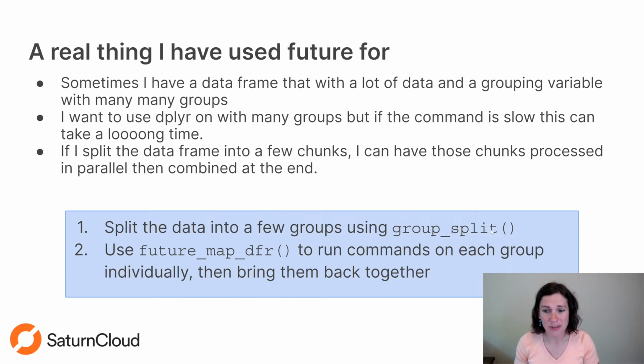The one command you're going to use, group split, takes a data frame and splits it into a smaller set of data frames, like a list of them. And then future map DFR will apply a function to each one of those different smaller data frames, and then take the results and squeeze them all back together. So this is just a very straightforward way of, for me, taking a slow running dplyr command, like a summarize or mutate, and splitting it up so it can be run much faster in parallel.